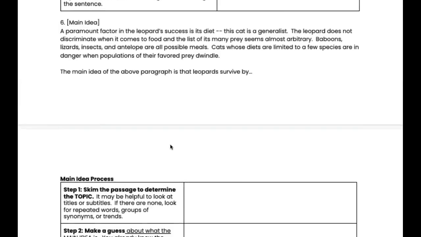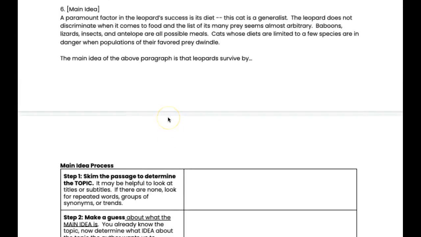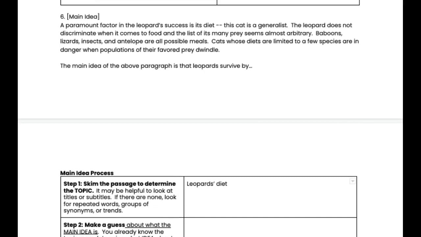So as we go back to the passage, we want to determine one or two words that would act as our topic. So we ask ourselves, what is the topic of this passage? Go ahead and pause the video. You can reread the passage and then put the topic in step 1. All right, for step 1, our topic is going to be the leopard's diet. I know that because the leopard's diet is referred to throughout the entire passage.